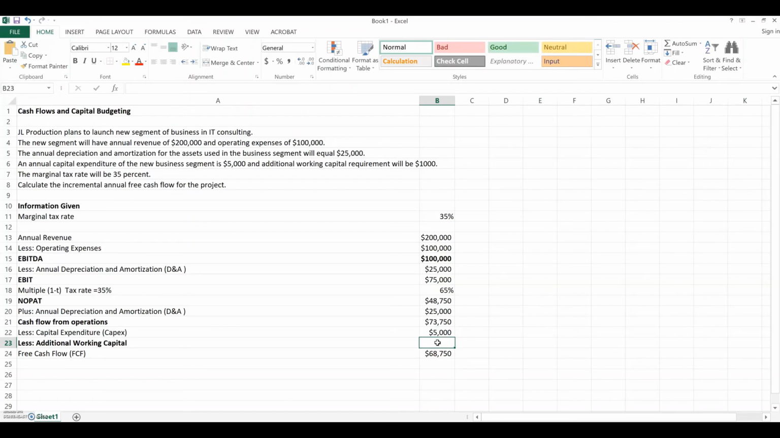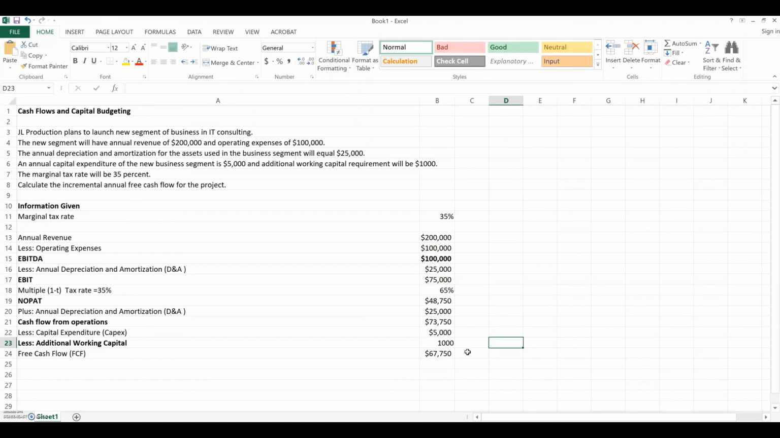Then deduct any kind of additional working capital. Working capital is the capital of the business which is used in its day-to-day operations, calculated as current assets minus current liabilities. Here, in this case, the additional working capital is $1,000. And at the end, it will give you the free cash flow, which is $67,750.